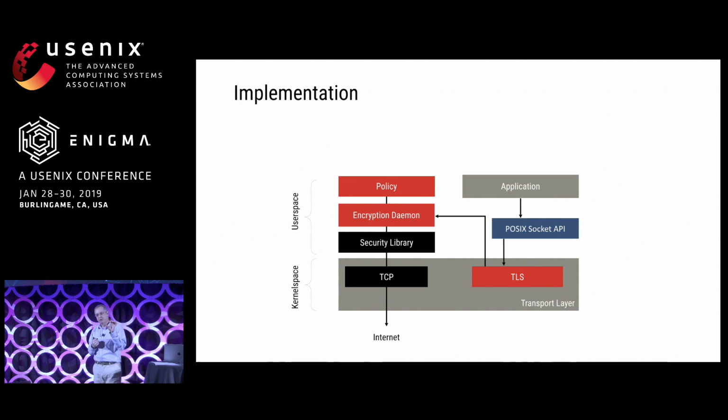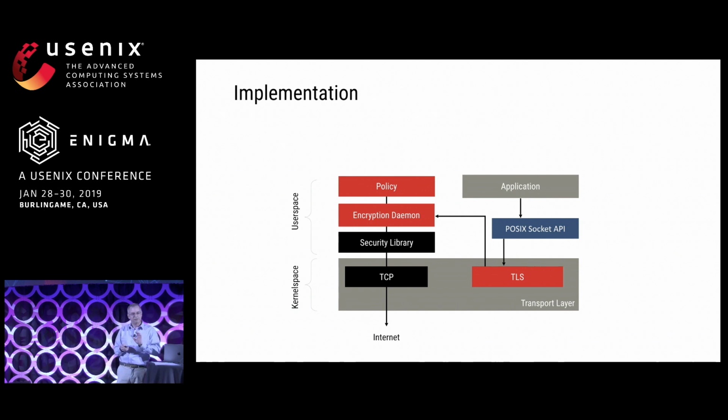And then there's an important piece here that we get by using an operating system service. We get a lever for policy. And so that encryption daemon can check policy and ensure that any outgoing connections are going to adhere to the policy that you have set for that particular machine.